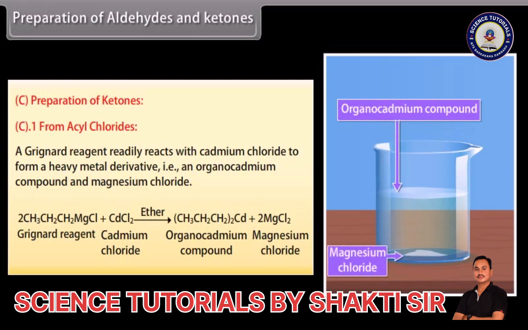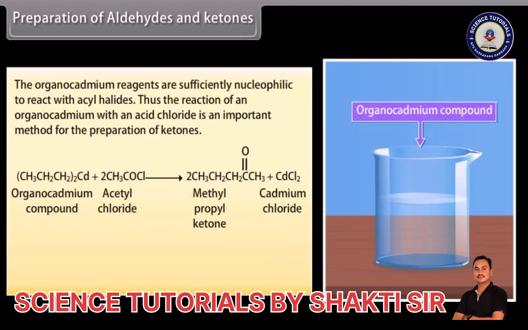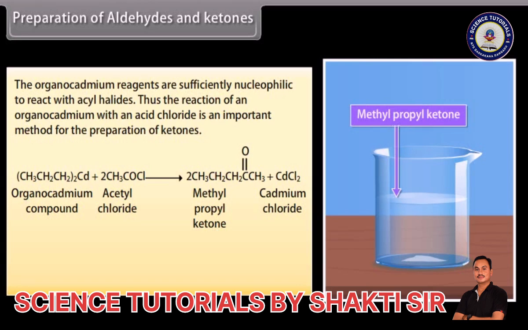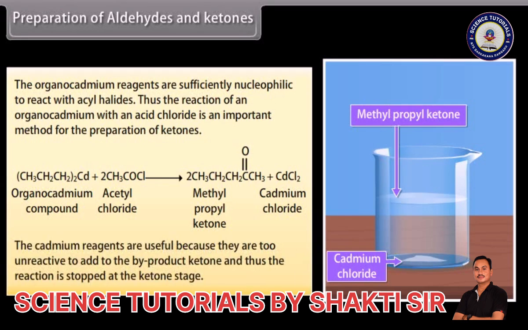magnesium chloride. The organocadmium reagents are sufficiently nucleophilic to react with acyl halides. Thus, the reaction of an organocadmium with an acid chloride is an important method for the preparation of ketones. The cadmium reagents are useful because they are too unreactive to add to the product ketone, and thus the reaction is stopped at the ketone stage.